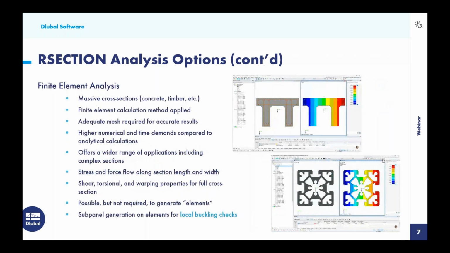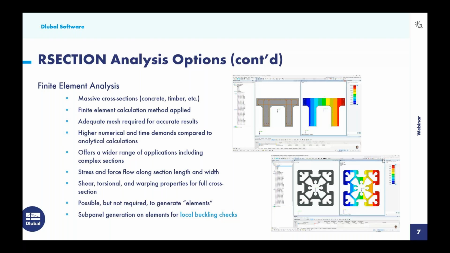So on this following slide, we will go more in depth to the alternative analysis type, the finite element analysis. Now, this should always be used for massive cross sections. So when we're talking about concrete or timber, again, a couple of examples shown over here on the right-hand side. The finite element calculation method will be applied. This does require, like any finite element analysis, that the adequate mesh be created for adequate results.